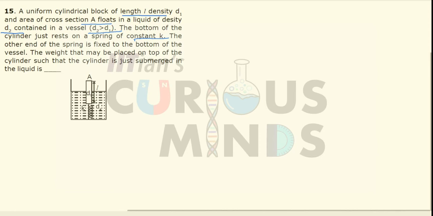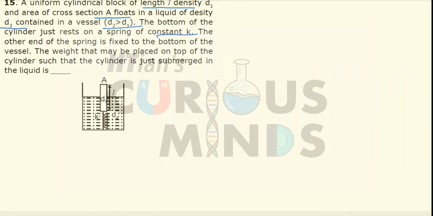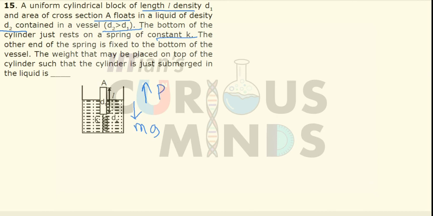Now in the first case, it is very clear that the bottom of the cylinder just rests on the spring of constant K. It means that the spring is exerting negligible force, or almost zero force, in this case. So in the first case, when the block just rests on the spring, what are the forces acting on the block? mg will be in the downward direction. There will be buoyant force which is exerted in the upward direction.